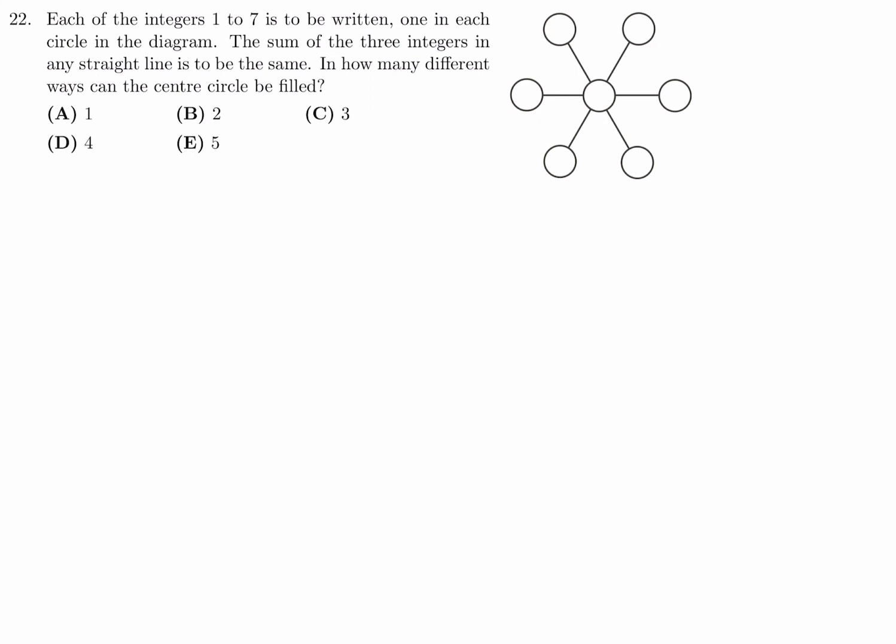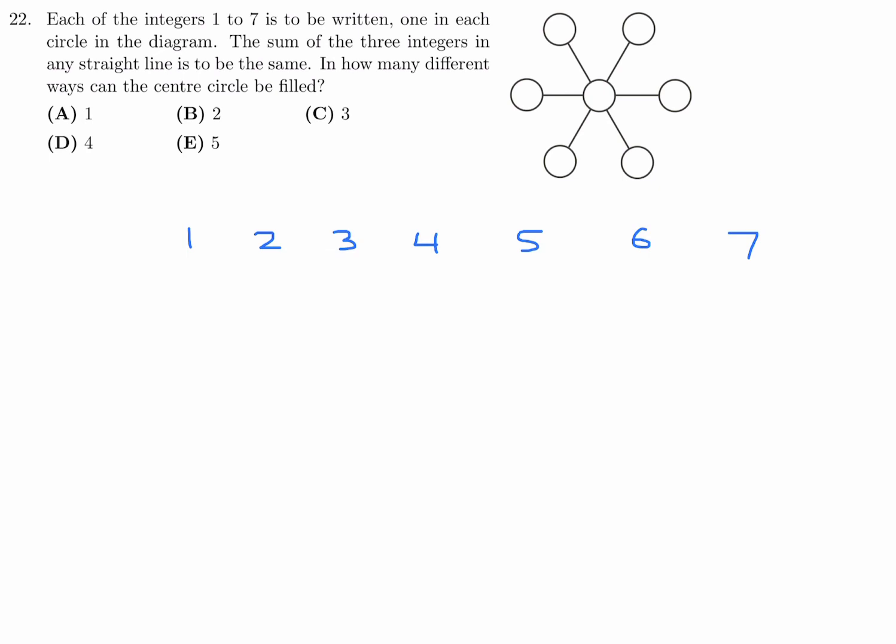Each of the integers 1 through 7 is to be written, one in each circle in the diagram. The sum of the three integers in any straight line is to be the same. In how many different ways can the center circle be filled? Well, we have 7 integers, and we have to place them in such a way so that if you add up any 3, it's the same.